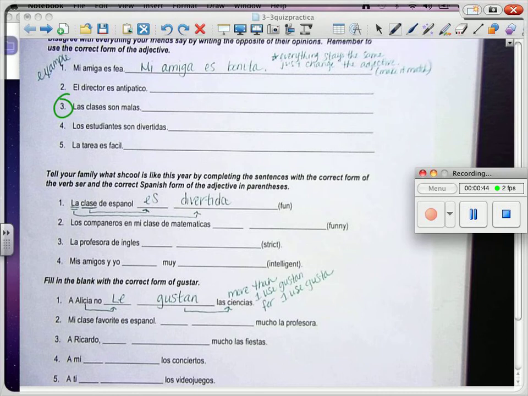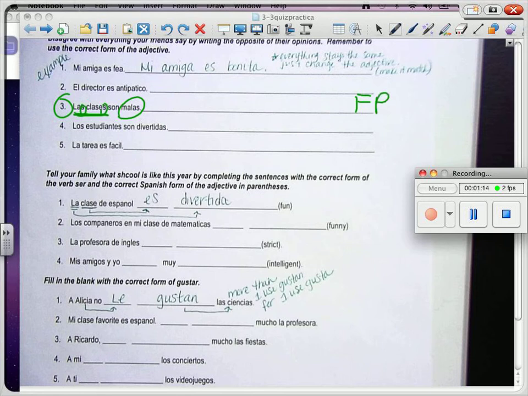What we have to do is disagree with everything that my friend is saying. So my friend says that las clases son malas. Okay, so what I want to say is that the classes are good. You should know that malas means bad. First thing I want to do is find out if my noun, my subject, is masculine or feminine and singular or plural. My subject is feminine. Is it singular or plural? Well, there's S's on the article, so it must be plural.